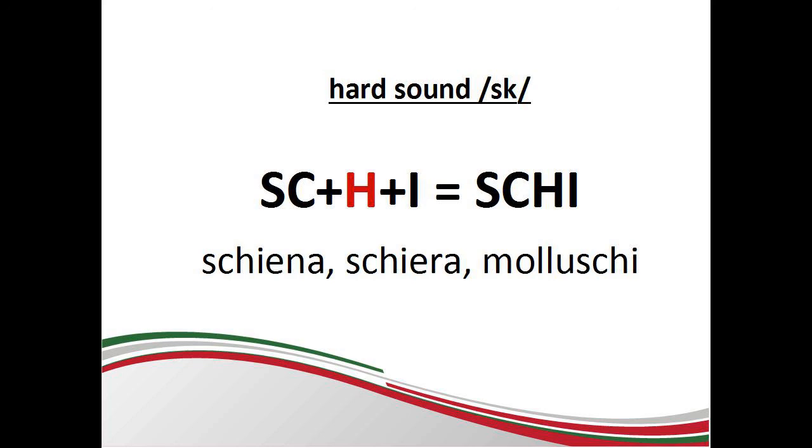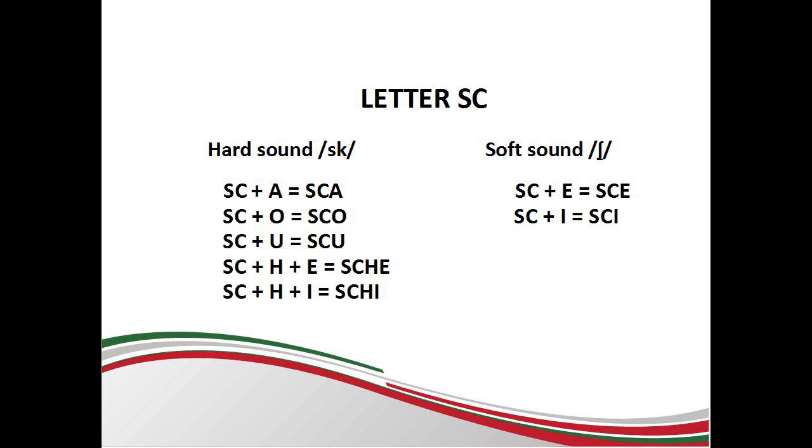SCHI is spelled ski. Schiena, schiera, molluschi. So, all in all, the hard sounds of the letters SC are ska, sko, sku, ske, ski. And the soft sounds are she, shi.